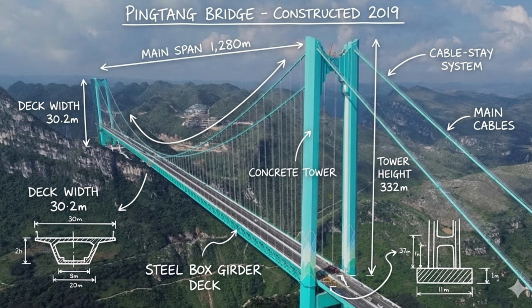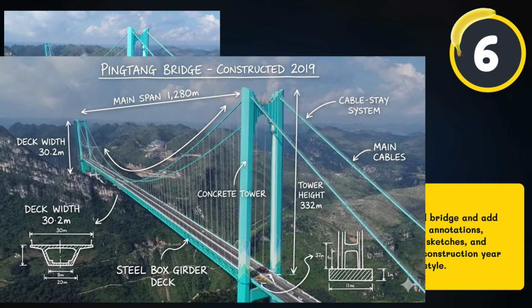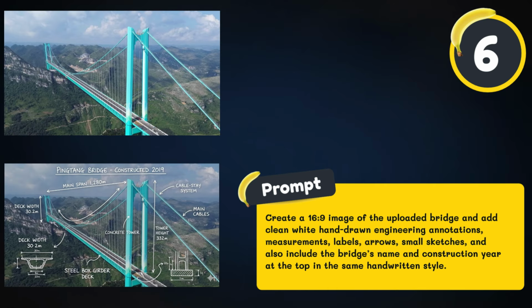What's really impressive is that Nano Banana Pro also wrote the bridge's name and the construction year at the top in the same hand-drawn style, which instantly gives the image a documentary or educational feel. The result transforms a normal landscape photo into a clear structural breakdown, something you'd expect from an architecture class or an engineering presentation. And again, all of this comes from a single short prompt.